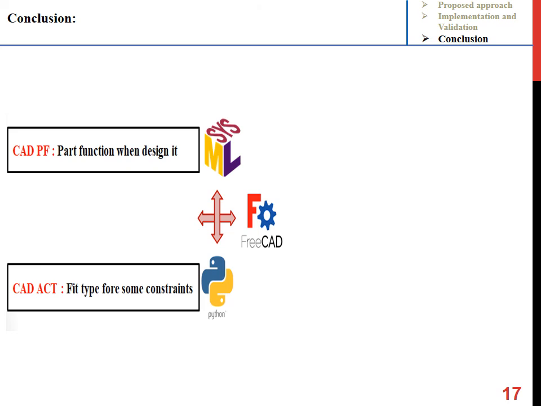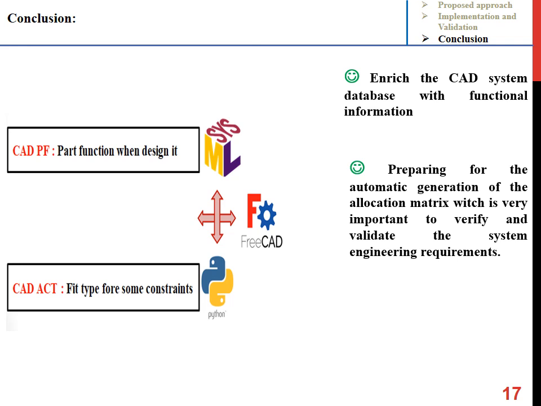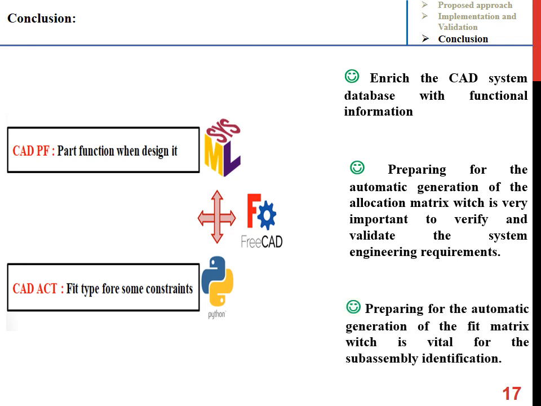This work is elaborated using the graphic modeling language SysML, FreeCAD for the implementation, and Python for coding. Using these software tools, we can enrich the CAD system database with functional information and prepare for the automatic generation of the allocation matrix, which is very important to verify and validate the system engineering requirements, and for the automatic generation of the fit matrix, which is vital for subassembly identification.